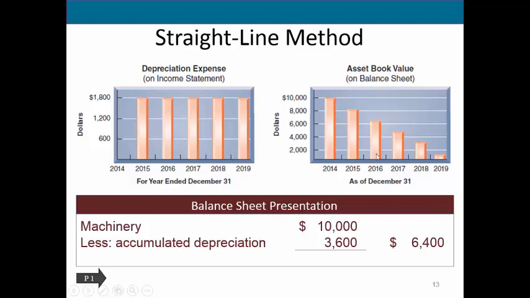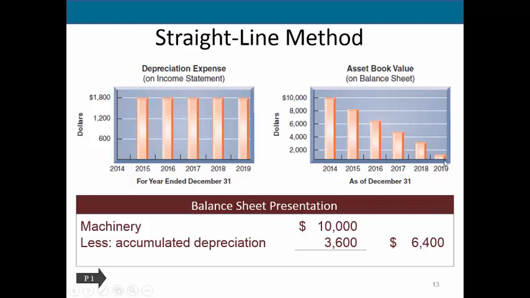Then, for example, if we go on yet another year, we have 2 years of accumulated depreciation. So 2 years multiplied by $1,800 is $3,600. So you can see here the book value of our asset has declined yet again, and at the end of 2016 the book value is $6,400.